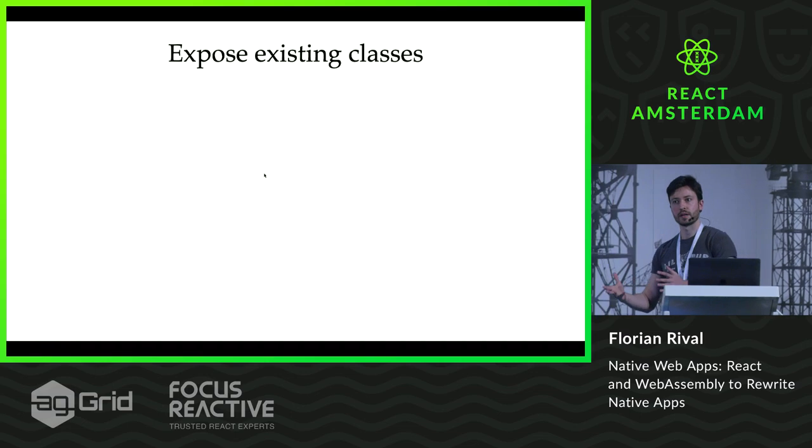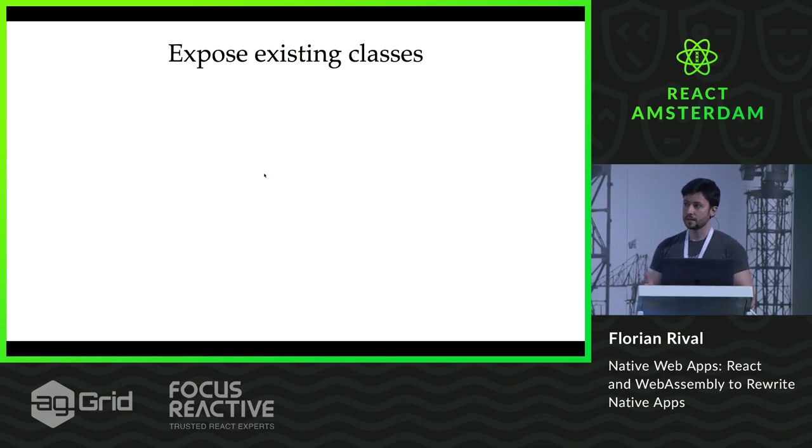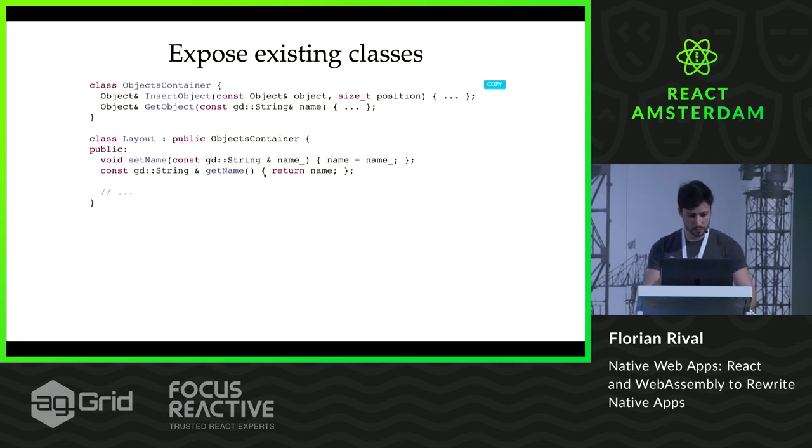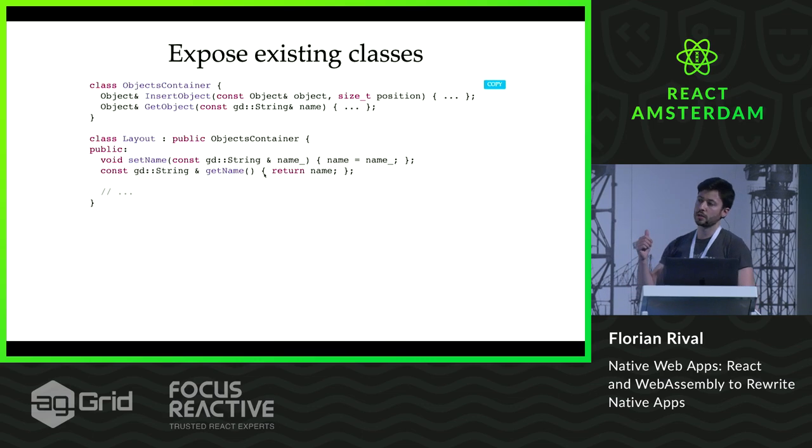Then we have this module, that's fine, but we want to be able to use it on the JavaScript side. So we'll have to expose existing classes. Let's see how to do it. So the idea is that I have here an objects container that's basically a list of objects, like the list that we've seen on the right. And I have a layout, that's the stage of a game. So we can have a name, we can set the name, get the name, and it's inheriting objects container, meaning that it has a list of objects.